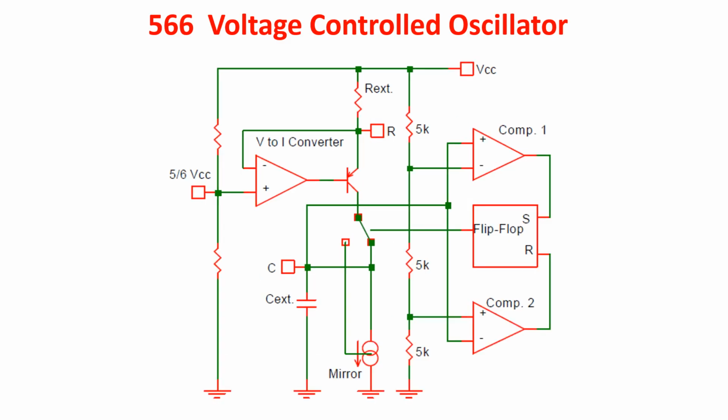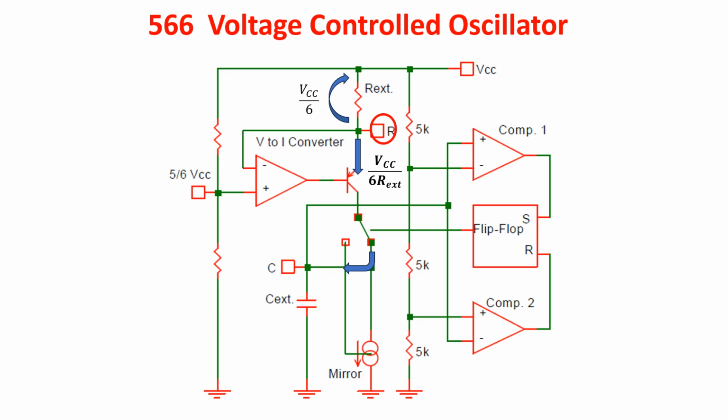Let's see the general working of this circuit, because here we have the basic idea of the 555. As you can see, we have a voltage to current converter which takes the input voltage of 5/6 VCC to the pin R where an external resistor is connected. So across this resistor drops 1/6 of VCC and we have a constant current of VCC over 6Rx. This current goes to charge the external capacitor Cx. Being the current constant, the voltage across the capacitor rises linearly.